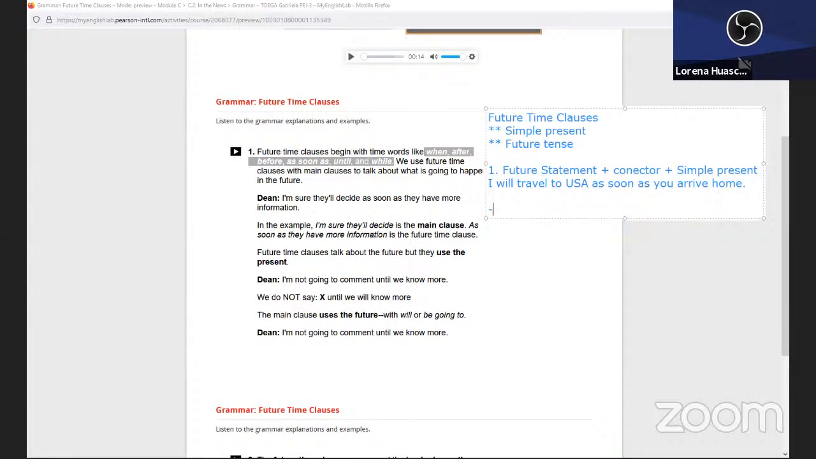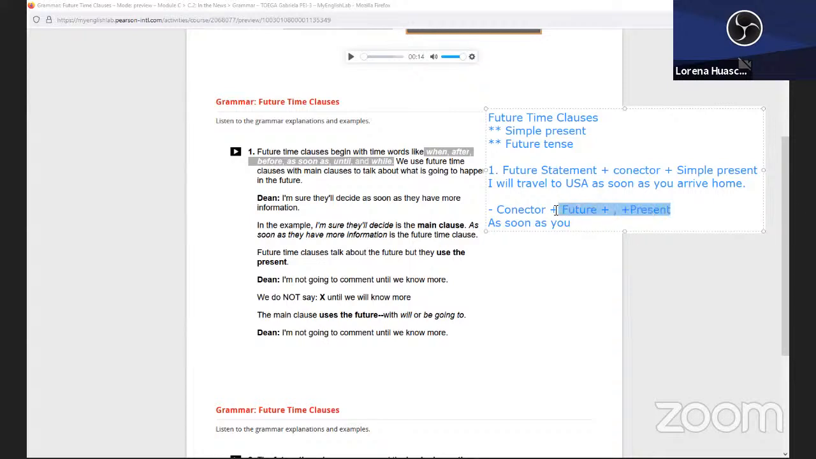Of course, we have another way where we use the connector first. After the connector I use the future, and after the future, separated by a comma, because we have to separate those sentences, I will use the present. So I can say this same sentence. As soon as you, oh, sorry.